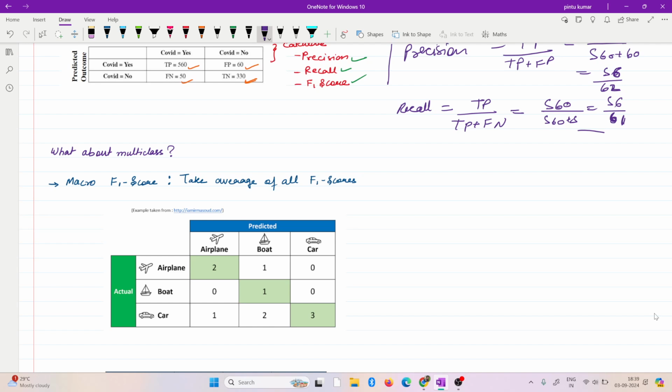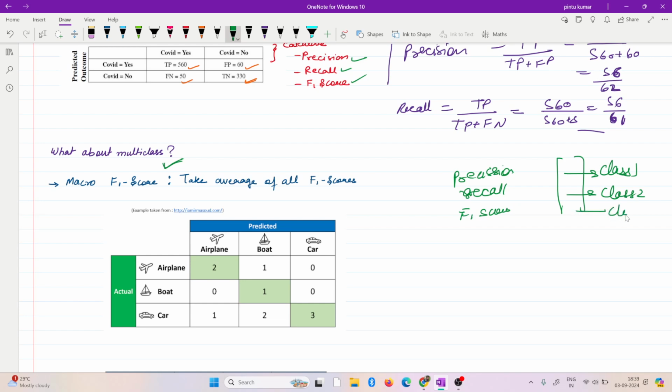So again, the question is, what should we do for multi-class setup? You can calculate precision for a class, recall for a class, and hence you can calculate F1 score for a class. But now you have multiple classes, and you run into the same problem that you have vector value. So you will have F1 score corresponding to class 1, class 2 and class 3. How do you merge them to get a single value?